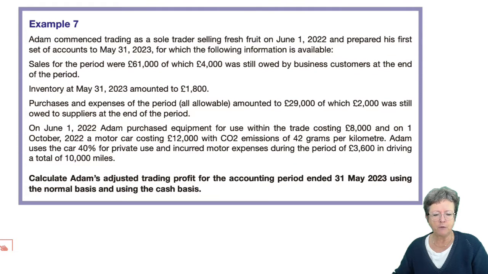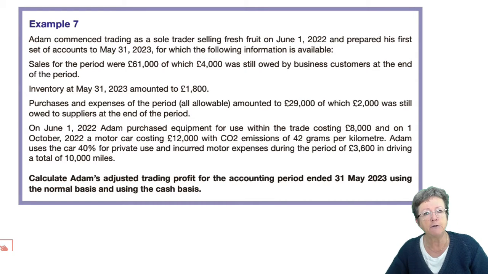Let's have a look at example number 7. Adam commenced trading as a sole trader, buying fresh fruit on June the 1st, 2022, and prepared his first set of accounts to the 31st of May, 2023, with the following information. Sales for the period were 61,000, of which 4,000 is still owed by customers at the end of the period. Inventory at the end of May was £1,800. Purchases and expenses for the period, all allowable, amounted to 29,000, of which 2,000 is still owed.